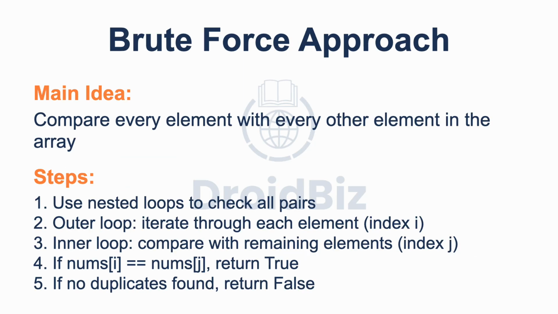Let's start with the brute force approach. The main idea is simple. We compare every element with every other element in the array. Here's how it works. Step 1. We use nested loops to check all pairs. Step 2. The outer loop iterates through each element at index i. Step 3. The inner loop compares with remaining elements at index j. Step 4. If we find that nums at i equals nums at j, we return true immediately. Step 5. If we finish all comparisons without finding duplicates, we return false. This approach checks every possible pair.